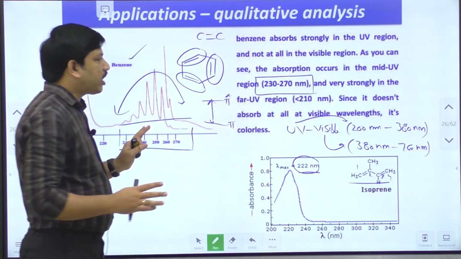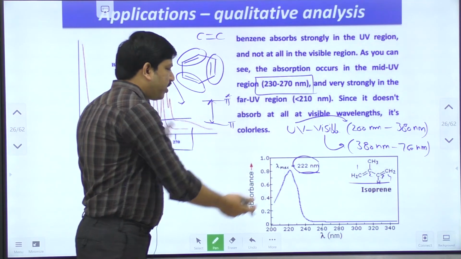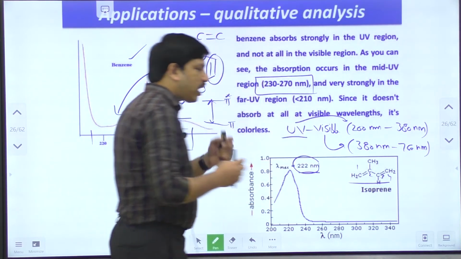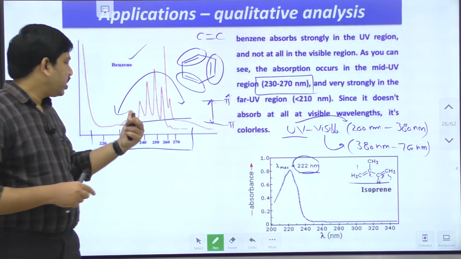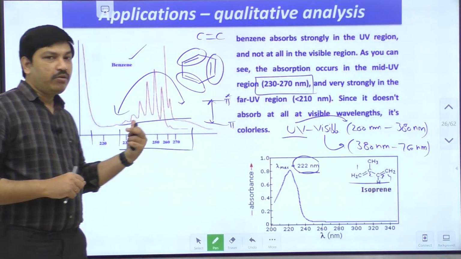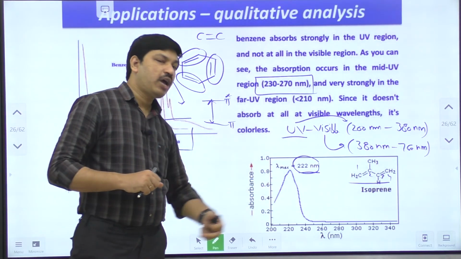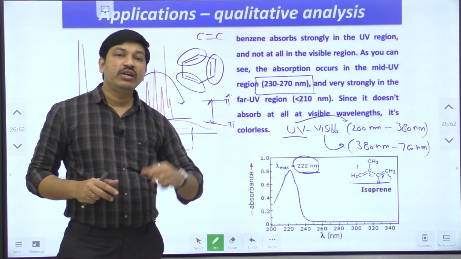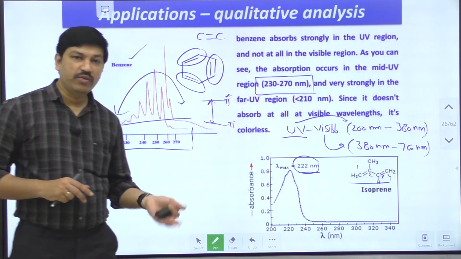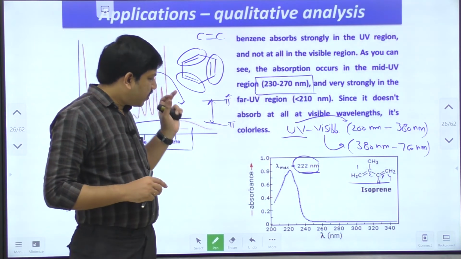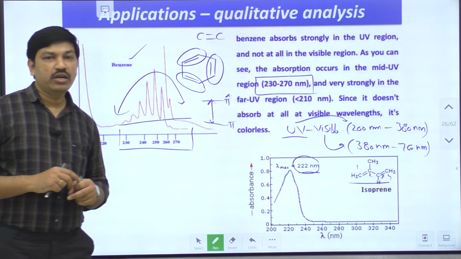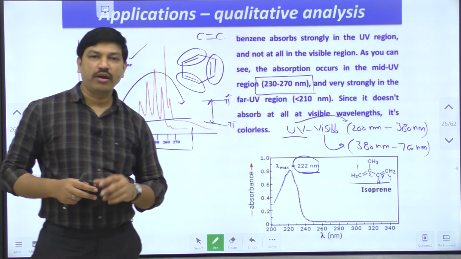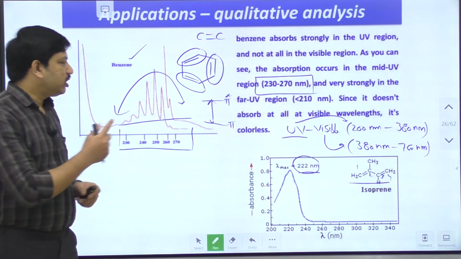So this is one comparison. These are two different compounds, both absorbing only in the UV region with a slight difference, but in one case we have a multiplet absorption band, whereas in the other case we have a broad absorption spectrum. These two compounds also have different molar extinction coefficient values. So all these details are useful to distinguish between aromatic and non-aromatic systems. So this is one point.